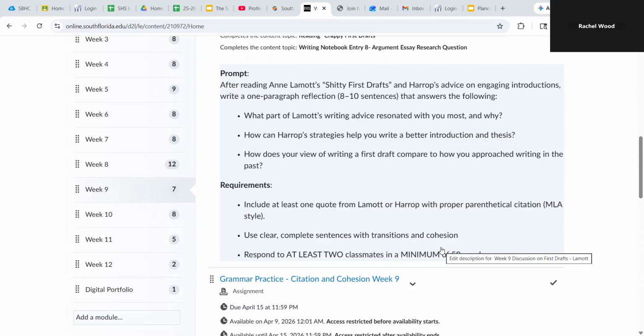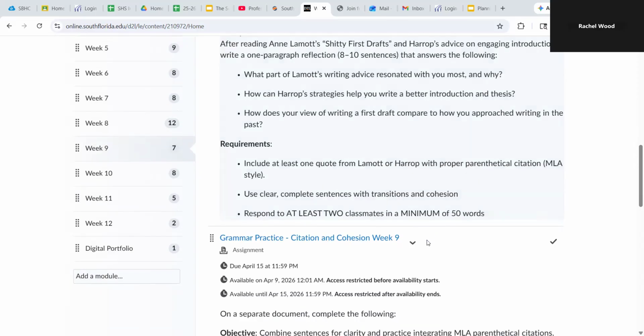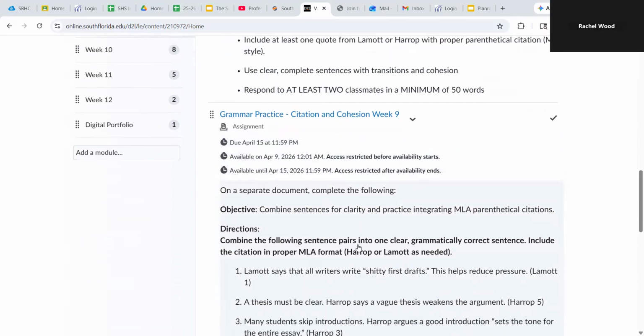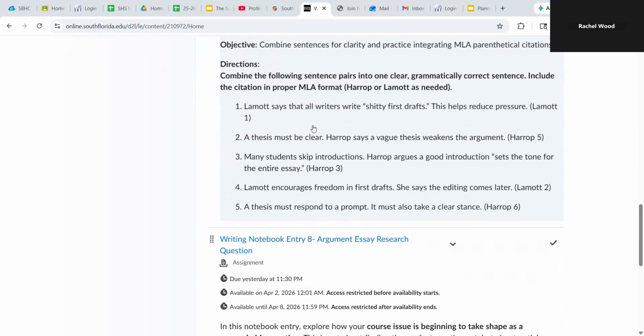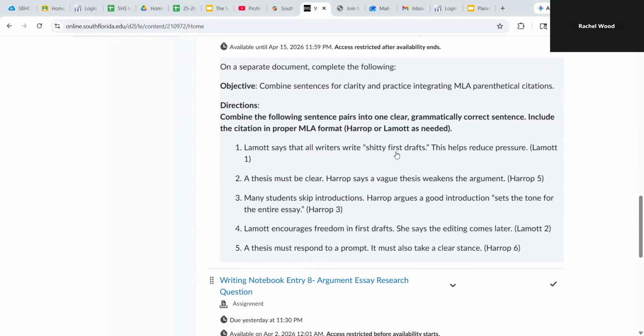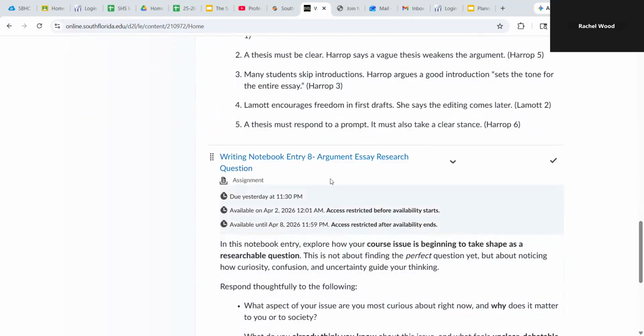Week 9's practice is grammar practice. It's citation and cohesion. You're going to combine sentences for clarity and practice integrating MLA parenthetical citations. And so you have 5 sentences here, and this is actually not that difficult. You will include the citations in proper MLA format, Harrop or Lamott as needed. I even gave you them as well. And you just need to combine them and fix them.